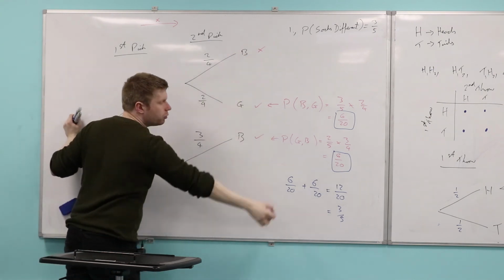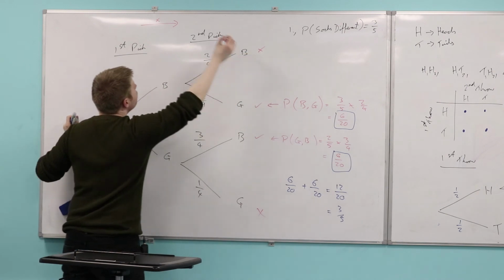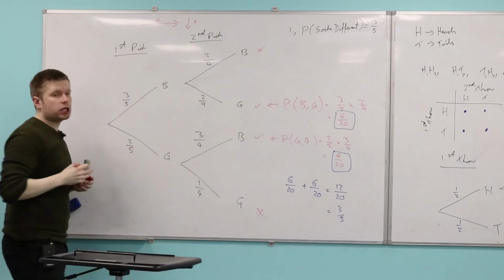And if you're working down, so you're taking this probability and this probability, you should add. Okay, so it might just be an easier way to remember that.